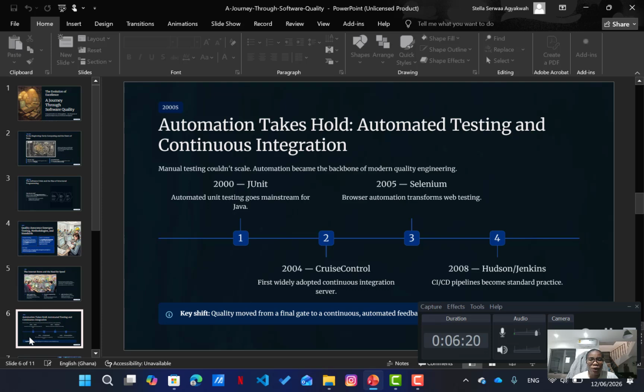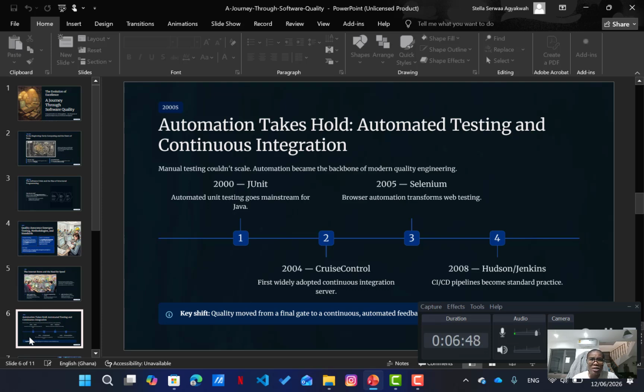We are moving to automation takes hold: automated testing and continuous integration. As software systems became larger, manual testing alone was no longer sufficient. Automation became the foundation of modern software quality. Several important tools appeared during this period.